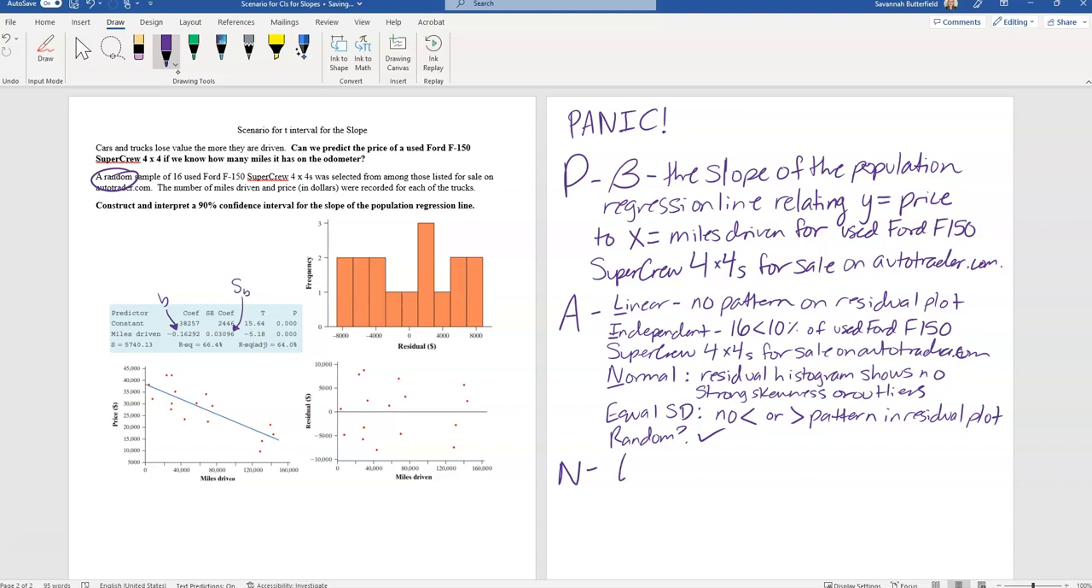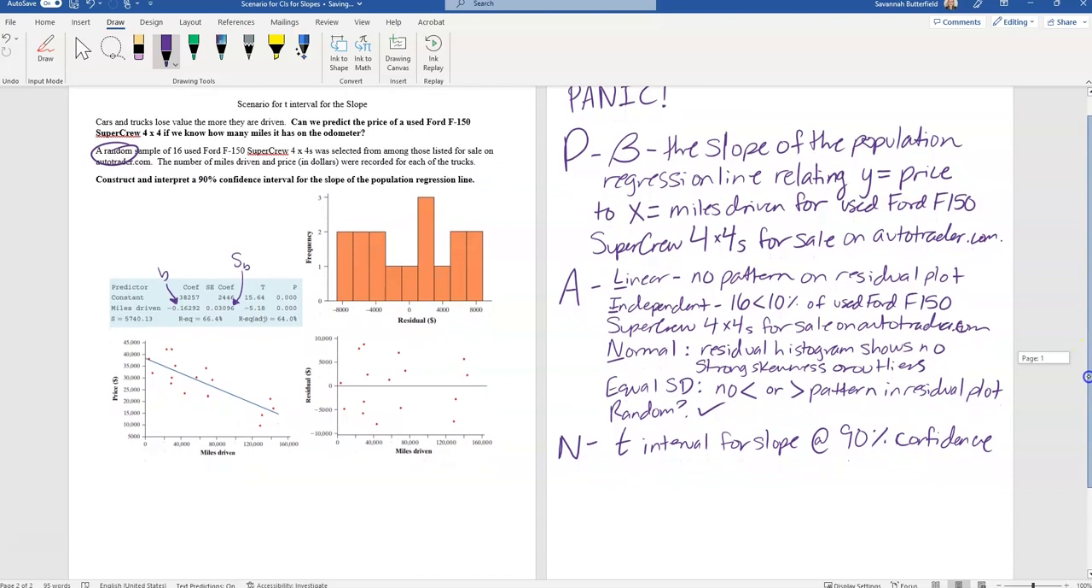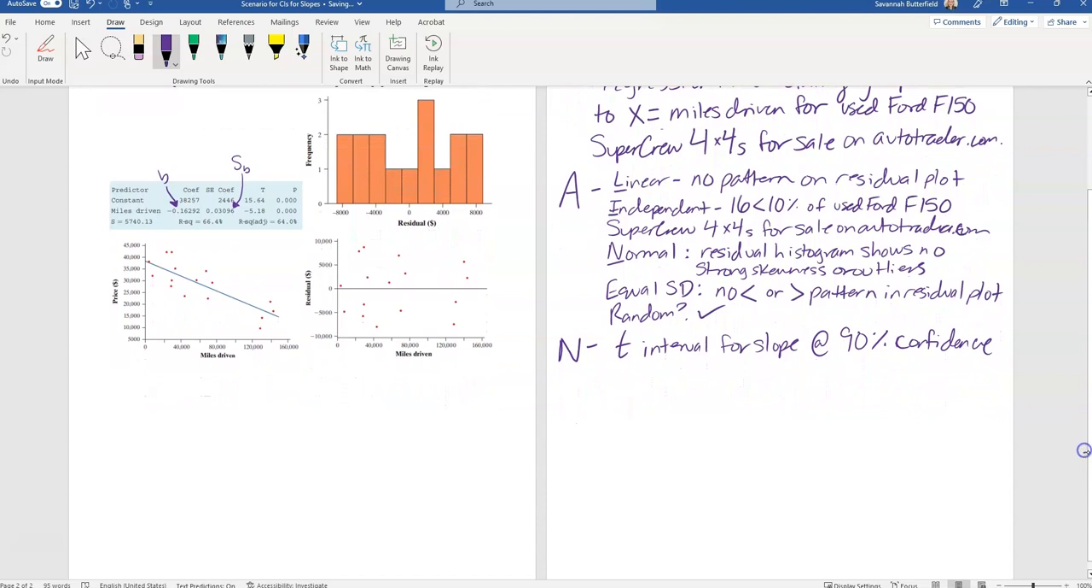Now the name of our interval, we are doing a t-interval for slope at 90% confidence. I'm going to have to scroll down just a hair here. Now let's get to my interval calculation. So again, I was given the computer output for this one, so we are not going to use the test in the calculator. I will try to get us to practice that at some point. But for today, we're going to have to go by hand.